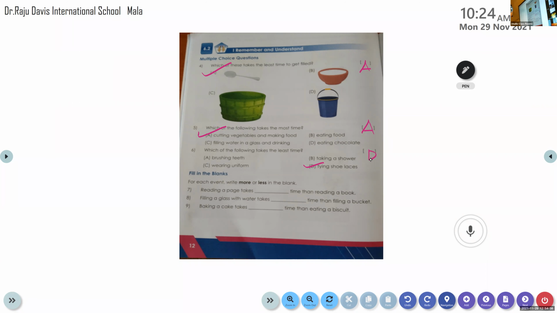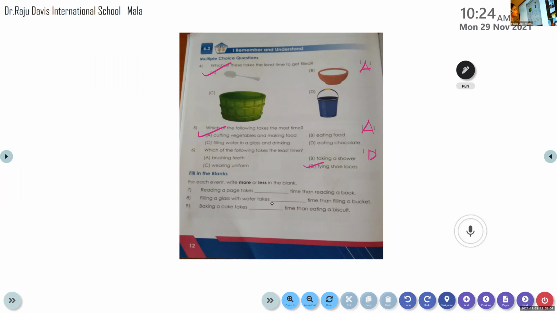So let's move to question number 7, fill in the blanks. Here we have, for each event, write more or less in the blank. See, 2 activities are compared with the words more or less. We have to think which activities take less time, which take more time. Okay, the first one, 7.